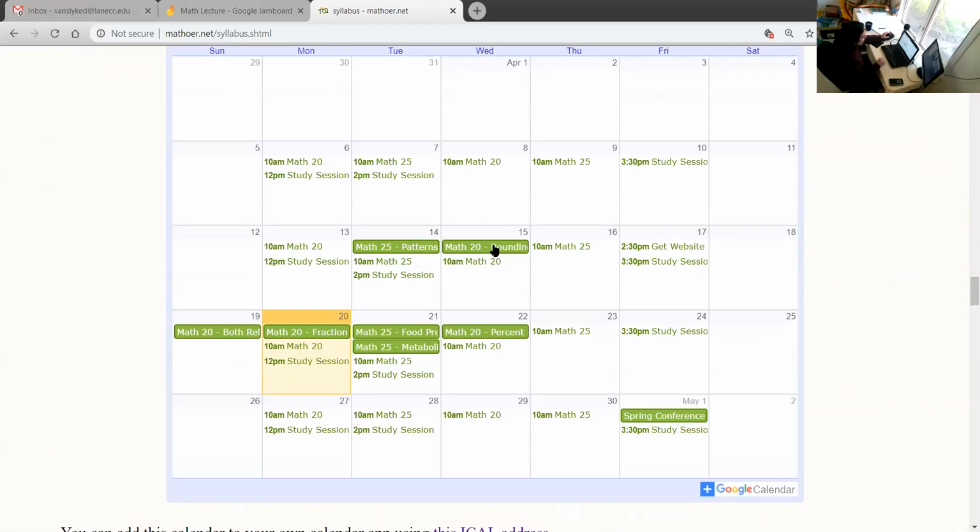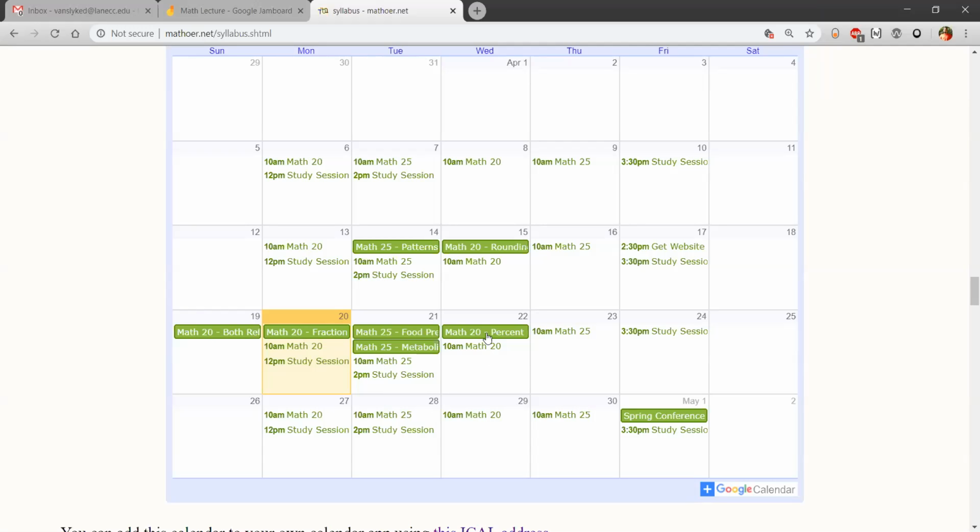rounding was due a while ago. We just had a weekend. The reflections, if you can get them done soon, would be good. Over the weekend was great. I'll still count them as on time today. And then fraction format is due by the end of the day today. Percent format will be due at the end of the day Wednesday.